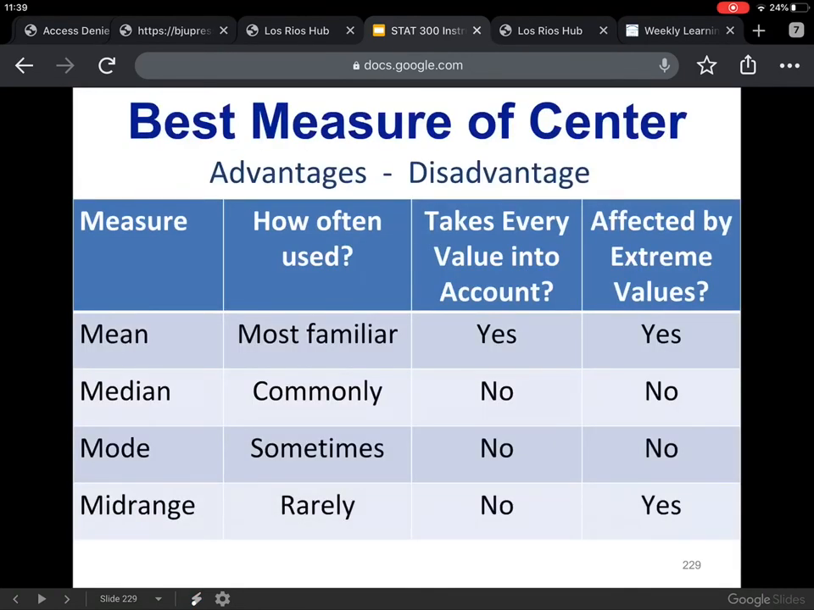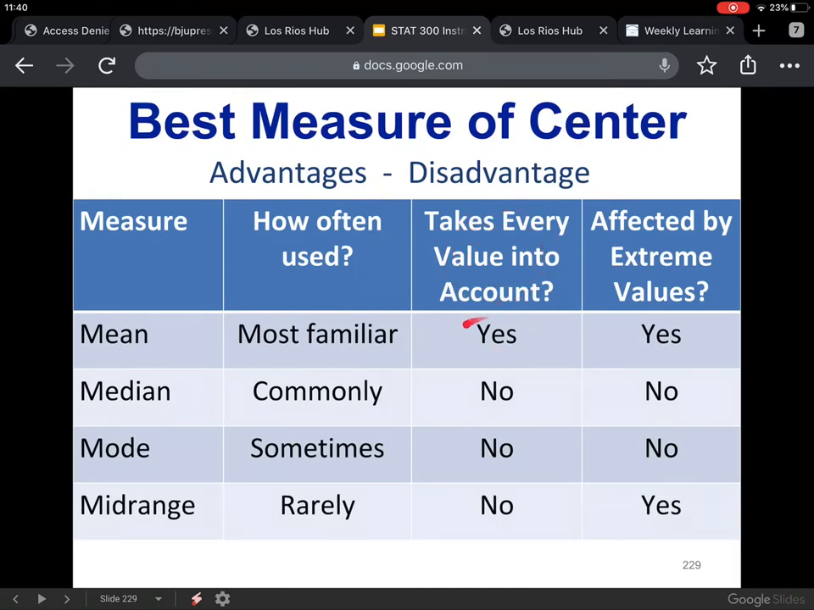Okay, to compare all these, we're in the home stretch for this section. Advantages and disadvantages. Really quickly go through those. How often are these used? The mean, that's the most familiar one. We used it a lot. The median is used commonly. The mode, sometimes, just to point out, look, here's the most frequently occurring data value, right? And the mid-range is rarely used, again, because it's basically an average of the range, or an average of 2 outliers, potentially.